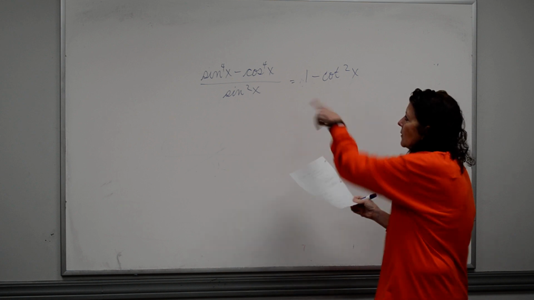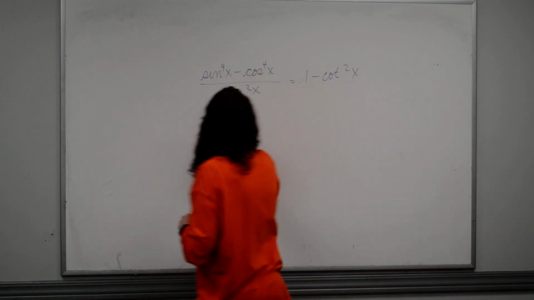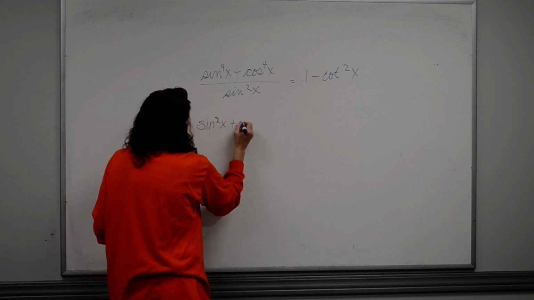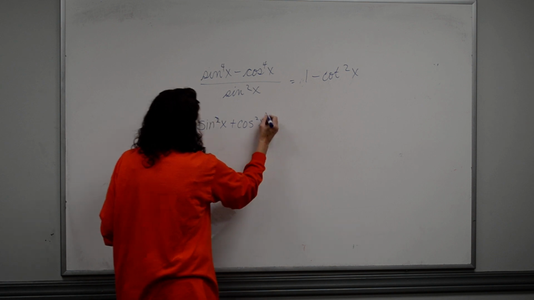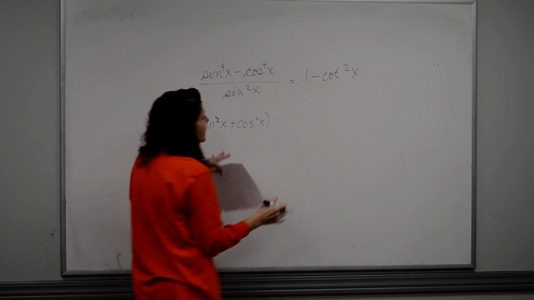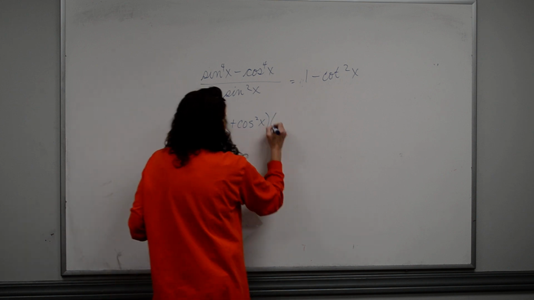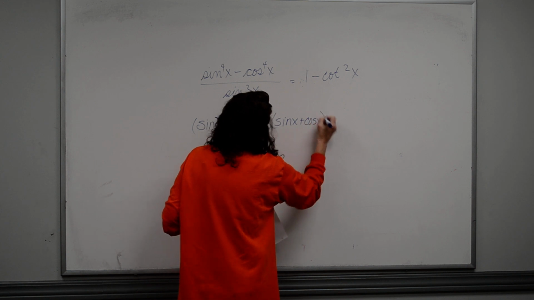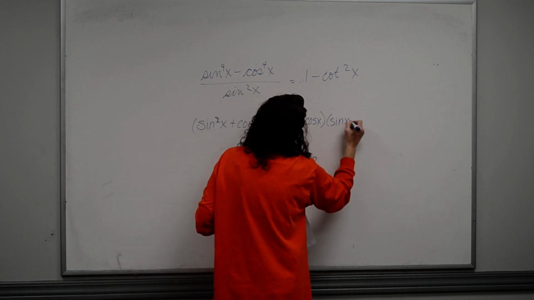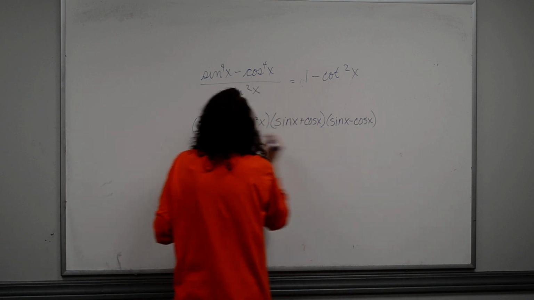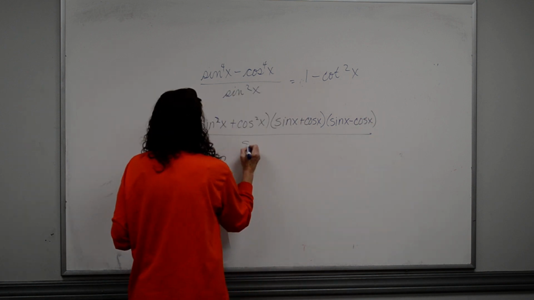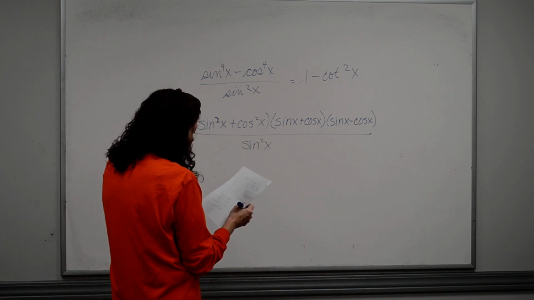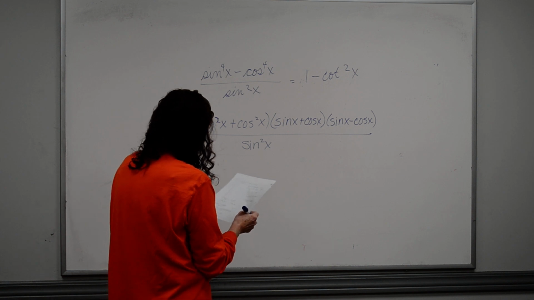The more complicated side, of course, is going to be your left side. This is the difference of squares on the top. So you have sine squared x plus cosine squared x times sine squared x minus cosine squared x, which is also the difference of squares. So that's sine of x plus cosine of x times sine of x minus cosine of x, over sine squared x.